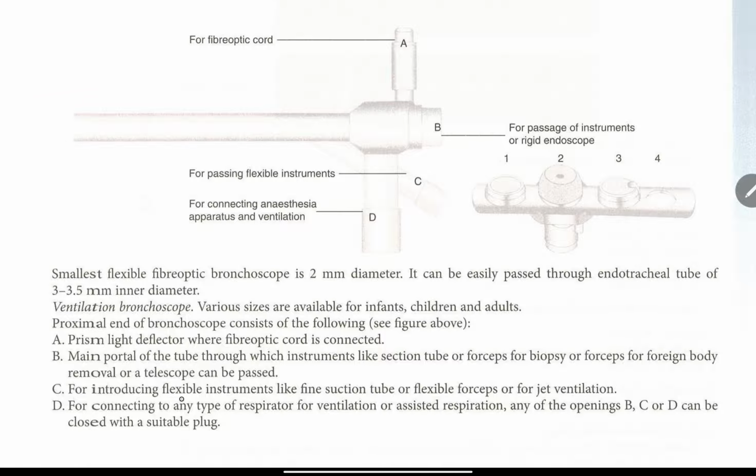C. For introducing flexible instruments like fine suction tube or flexible forceps or for jet ventilation. C. For passing flexible instruments. D. For connecting to any type of respirator for ventilation or assisted respiration. Any of the openings B, C, or D can be closed with a single plug. D. For connecting anesthesia apparatus and ventilation.